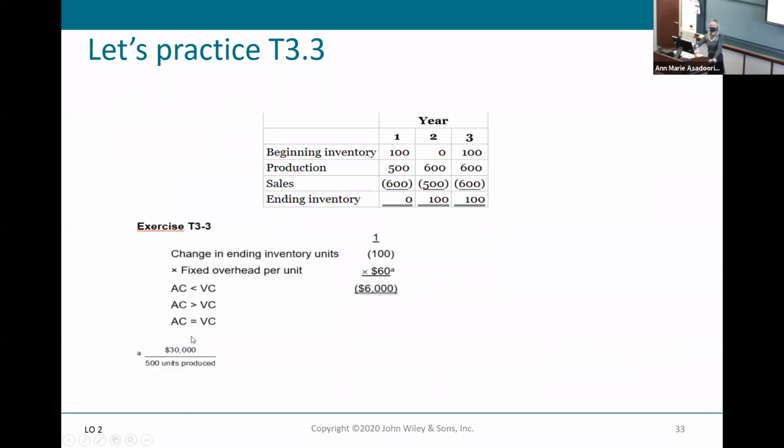Right, so here, 30,000 divided by 500 units produced is giving you that $60 per unit. If you're releasing those units in year one, that's when you're going to see those costs hitting your income statement. You're going to have an extra $6,000 in your accounting system, which is going to make your net income lower by 6,000.